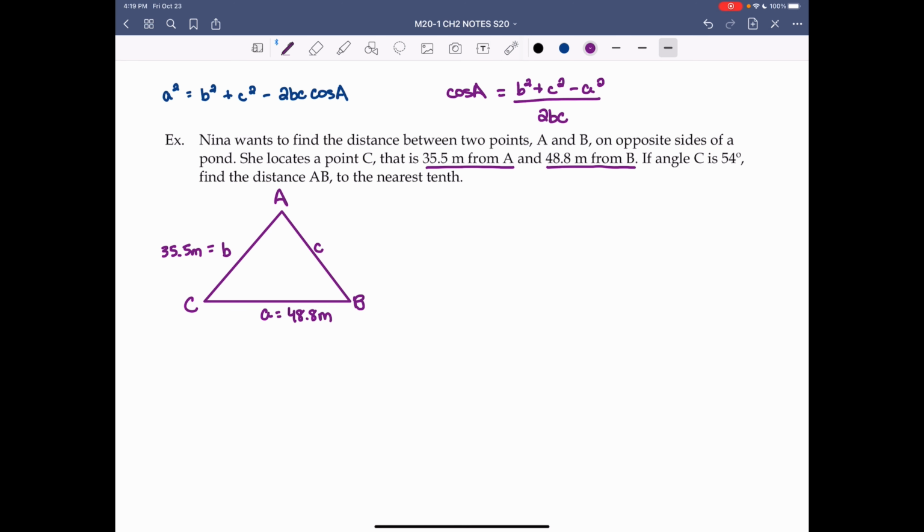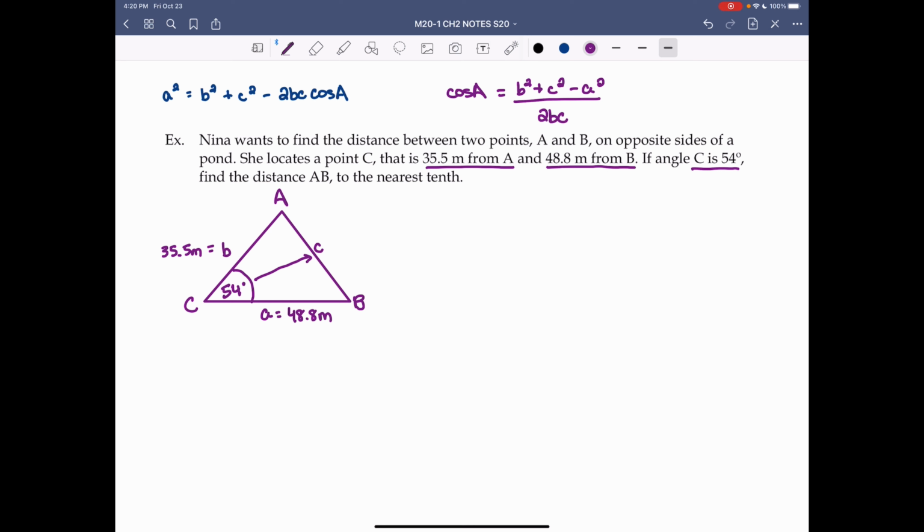Then it says if angle C is 54 degrees, find the distance AB to the nearest tenth. So angle C is 54 degrees, and we want to know the distance from A to B. Distance from A to B is side C. So we're solving for side C. We don't have a pair, so we can't use the sine law. It's not a right triangle, so we can't use Pythagorean theorem or the primary trig functions. So then we go to the cosine law.